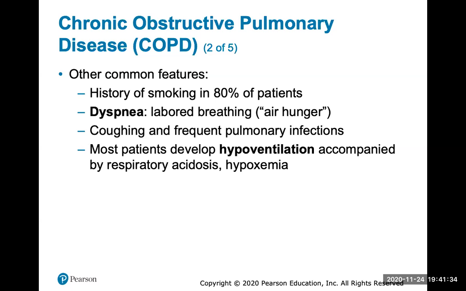Most patients develop hypoventilation along with respiratory acidosis and hypoxemia. So basically, what's happening is there's labored breathing. You're retaining too much carbon dioxide, which is decreasing your blood pH. And hypoxemia, you have decreased levels of oxygen.